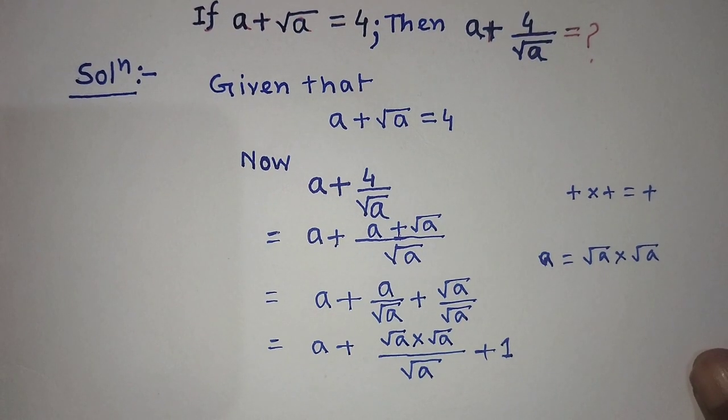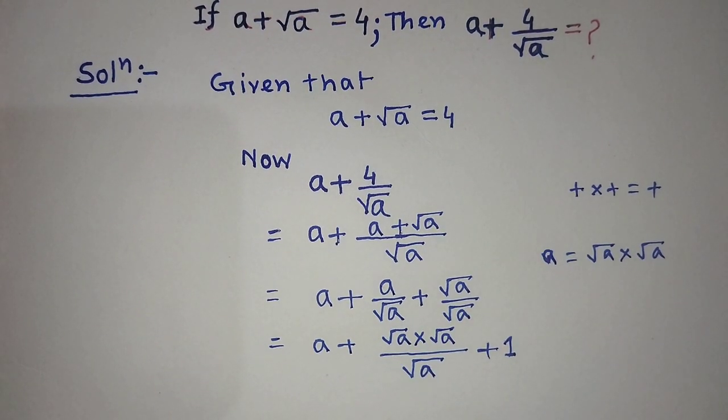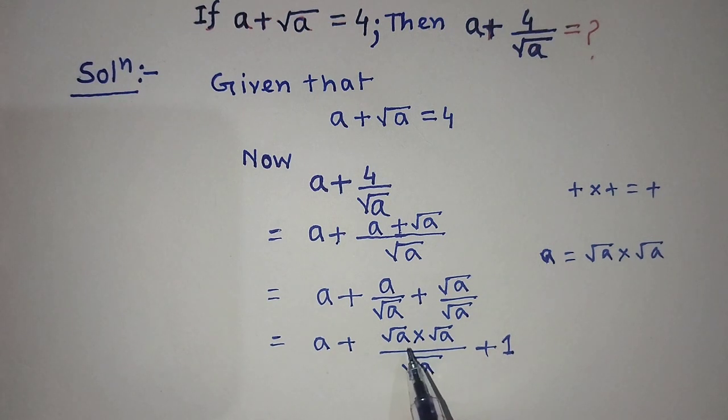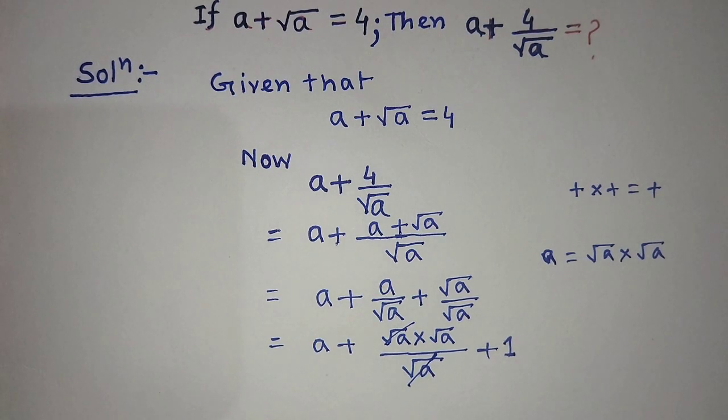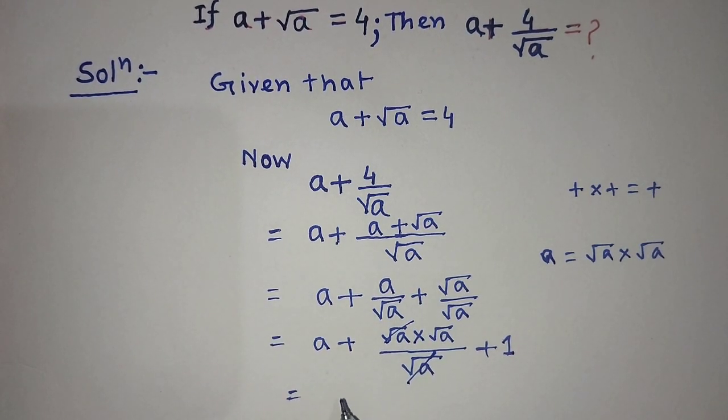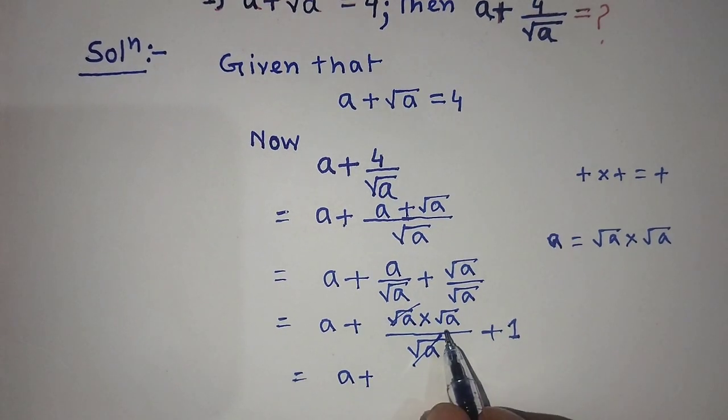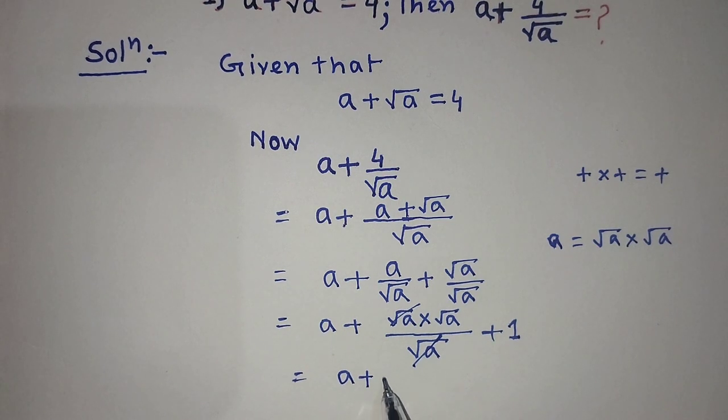Okay student. So in this fraction the numerator is root over of a into root over of a, and the denominator here is root over of a, so we can cancel root over of a from the numerator and denominator. Okay, so after that again we have to write a plus, so here is root over of a, so we have to write here root over of a plus 1.